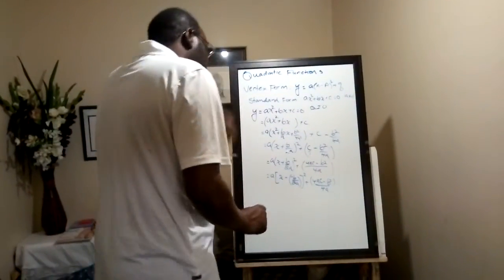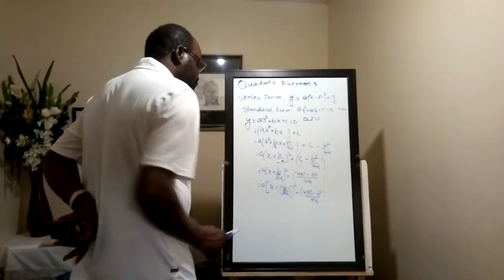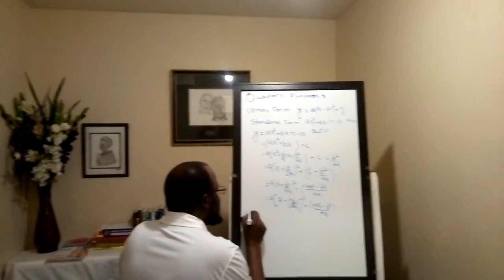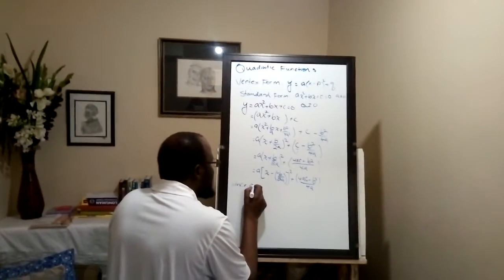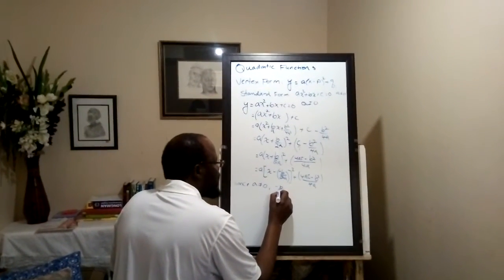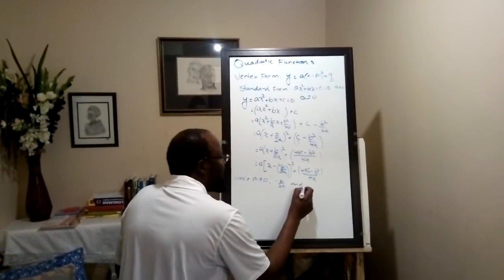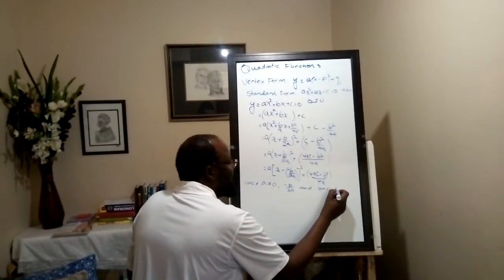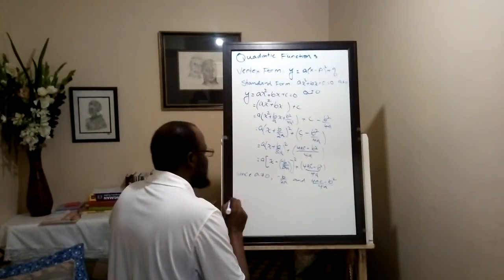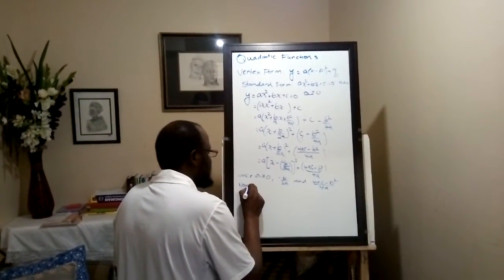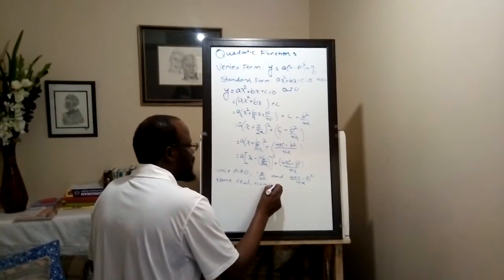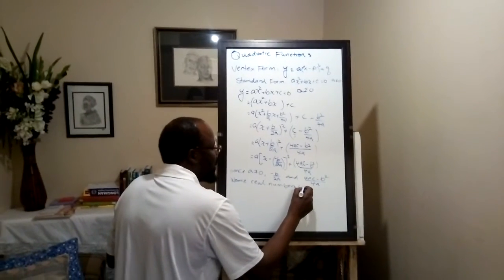From here, we name our real numbers. Since a is not equal to 0, we have b over 2a and (4ac minus b squared) divided by 4a. These are our real numbers. Now we name the real numbers.